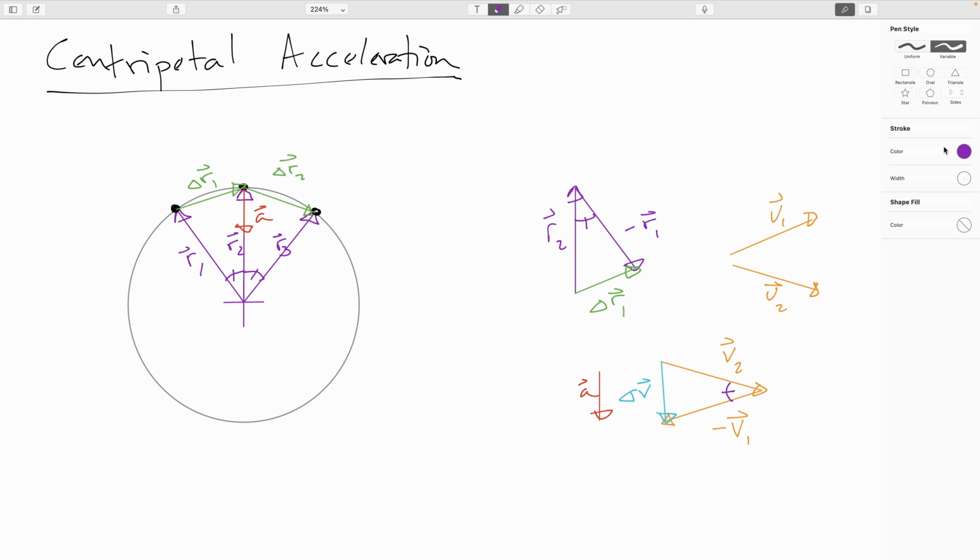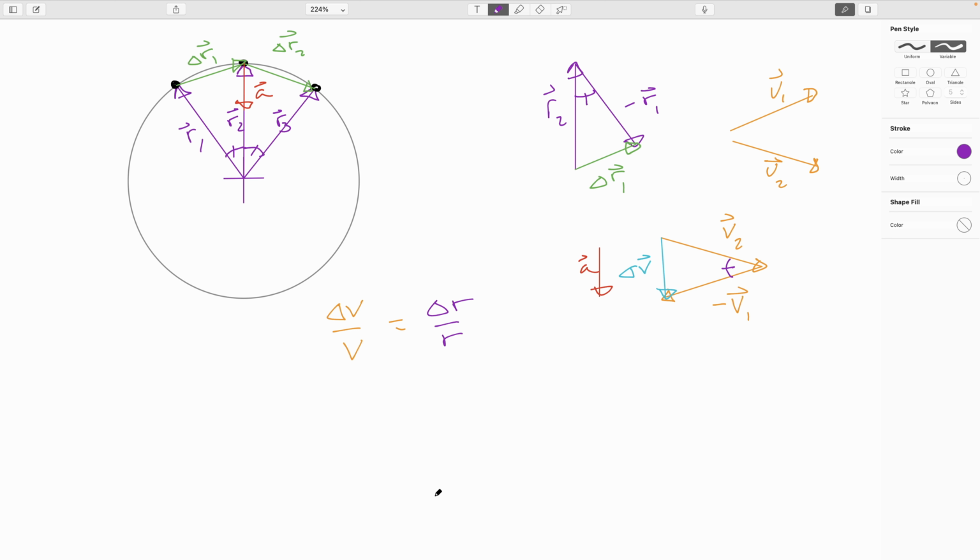Now what that lets me do is say that this vector triangle here and this vector triangle here are similar triangles, so I can set up a proportionality. I can say that delta V is to either of these V's, because V1 and V2 are both the same, so I can just say delta V over V. I can say that that is the same as delta R over R. Those proportions have to be the same by similar triangles.